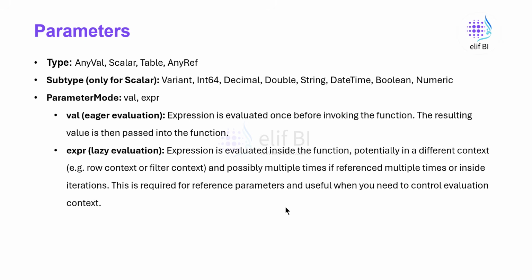Now let's get back to the parameters of the functions, and we're going to talk about the parameter mode. There are 2 modes that we can use in UDFs. One is the value and the other one is expression. The value is called eager evaluation. That is, the expression is evaluated once before invoking the function, right?